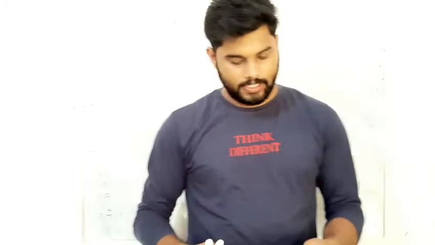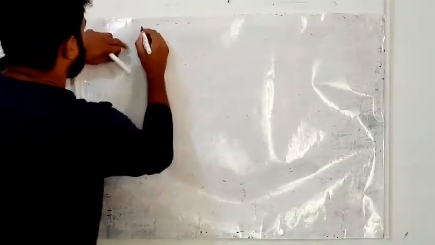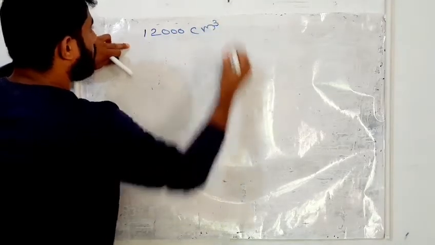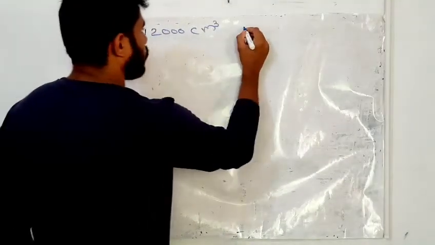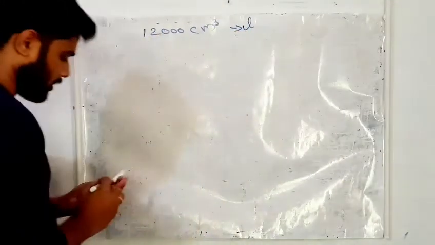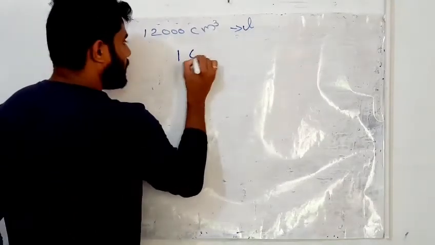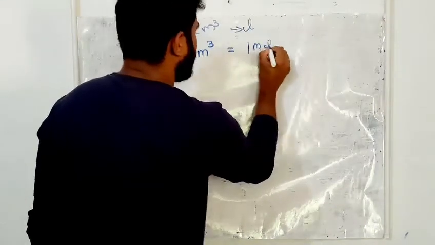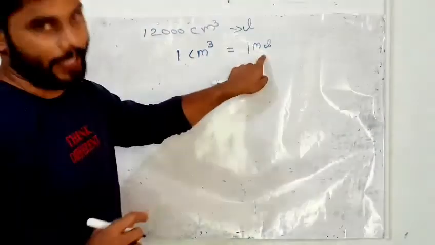Now third question. Convert 12,000 centimeter cube into liters. We have to convert 12,000 centimeter cube to liters. So we know one thing: 1 centimeter cube is equal to 1 milliliter. We know that one. Understood?